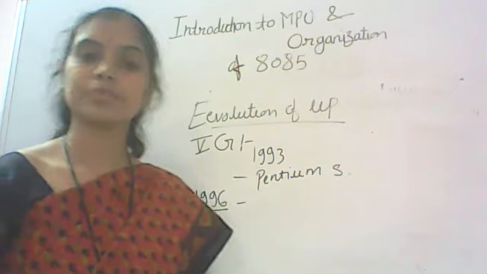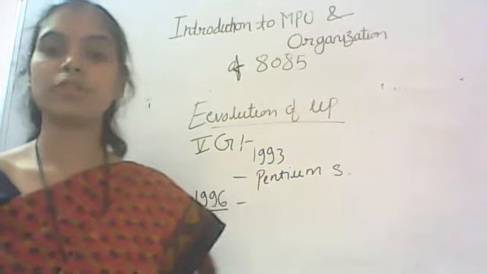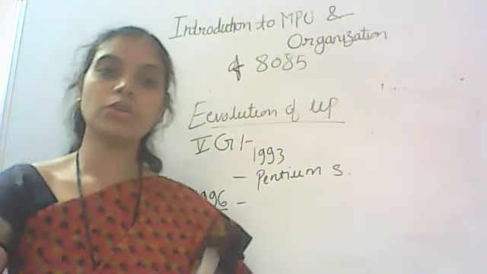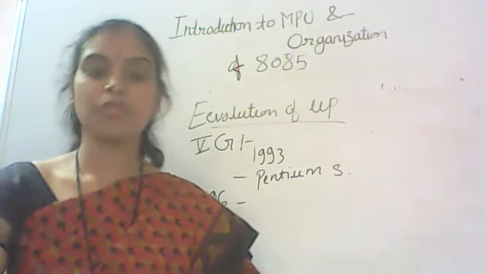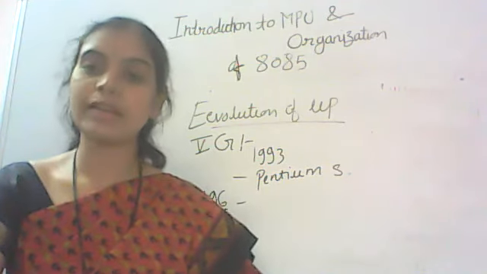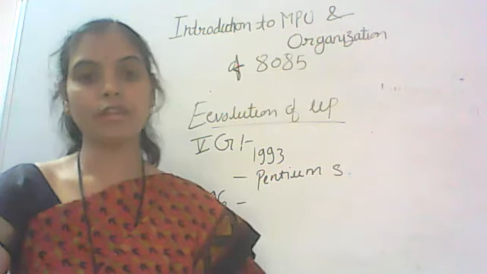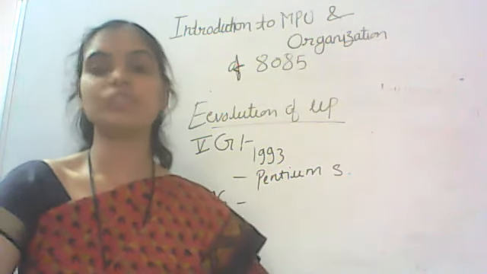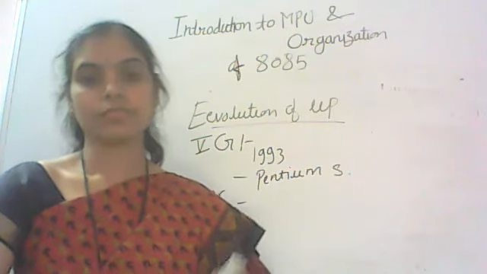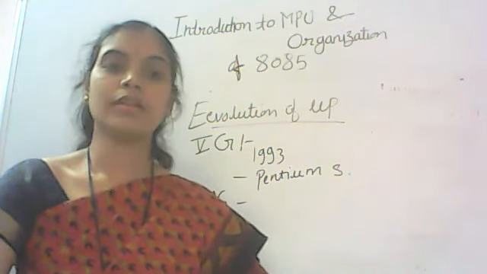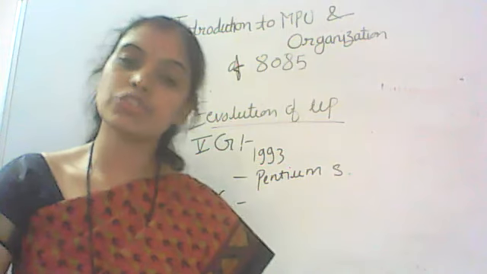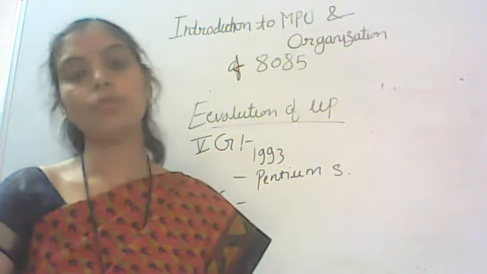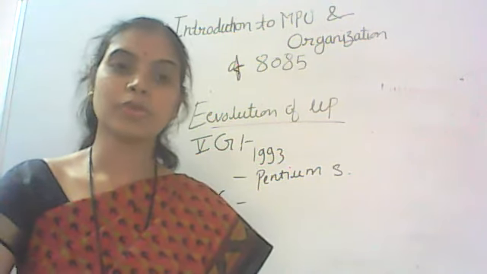This is the evolution of the microprocessor, first to fifth generation. The first generation started from 1971, up to 1993 when the fifth generation started. And this is about the evolution of the microprocessor. I hope you understand.